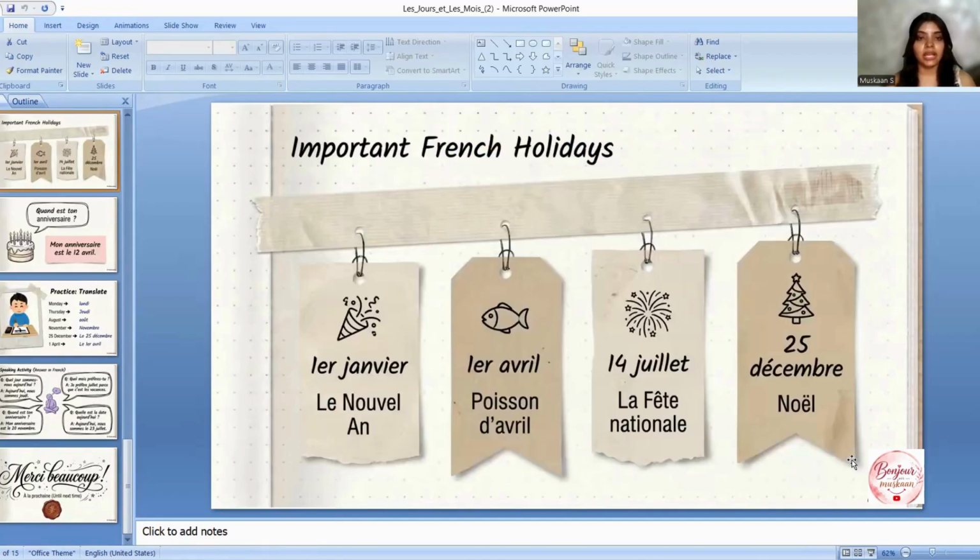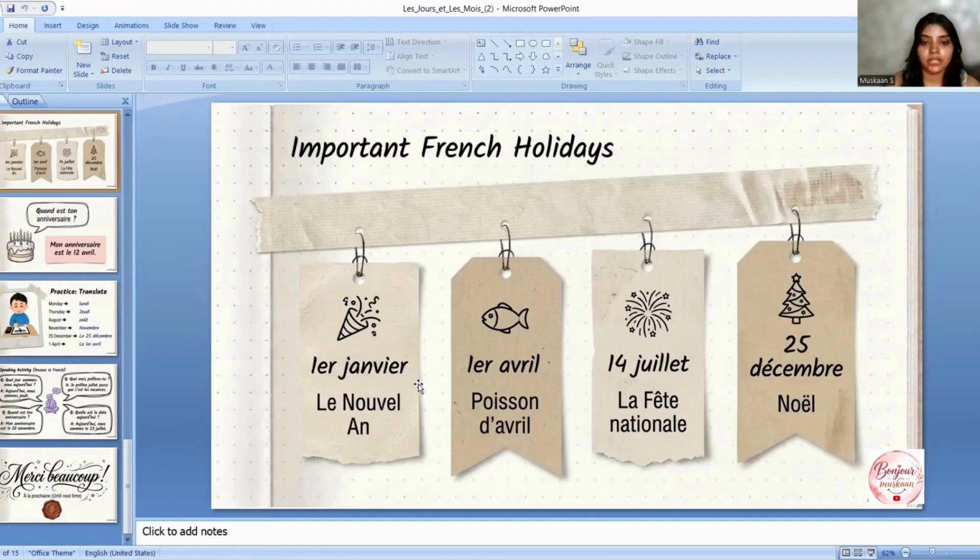Now let's move forward and see some important French holidays. Like in India and England, there are important national holidays and all. So in France also there are some important holidays. Let's see what they are. I've written 4 holidays here. First is Le Premier Janvier. It is a universal holiday, Le Nouvel An. Nouvel An is New Year.